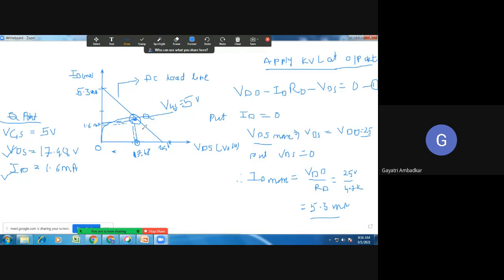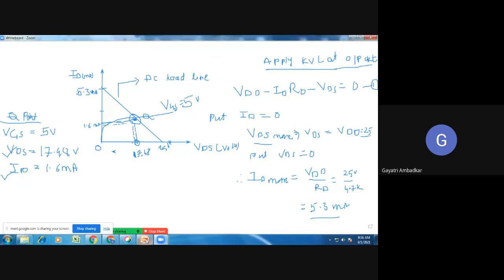You have AC analysis in this circuit also. For AC analysis, okay, AC analysis we will do later. So the DC analysis of the circuit we have completed.